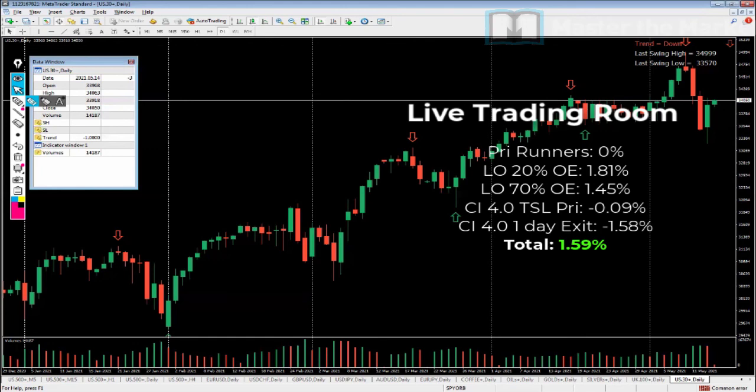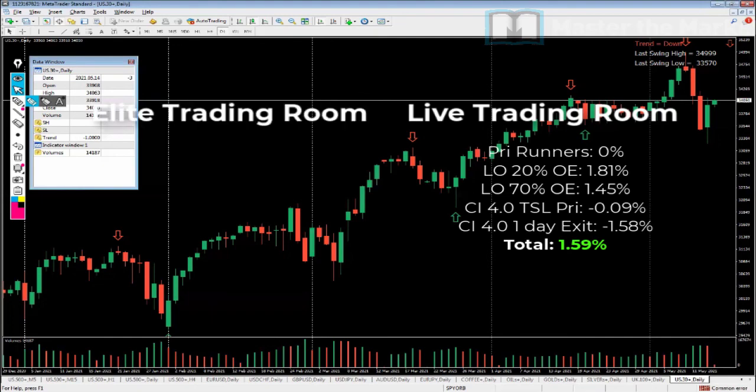Cash in 4.0 TSL primary had a slight loss, negative 0.09%. And the cash in 4.0 one-day exit had a slightly larger loss, negative 1.58%. So overall, we're looking at a total profit of 1.59% for the live trading room.